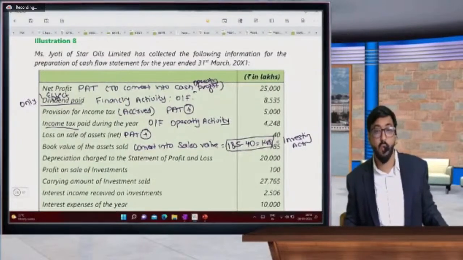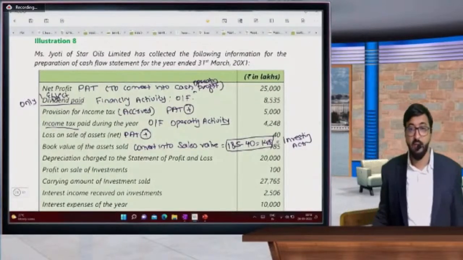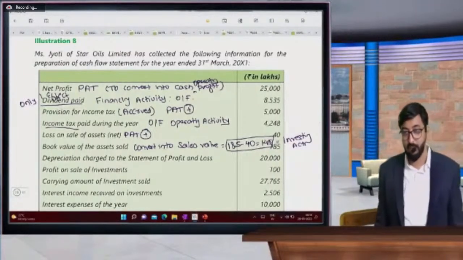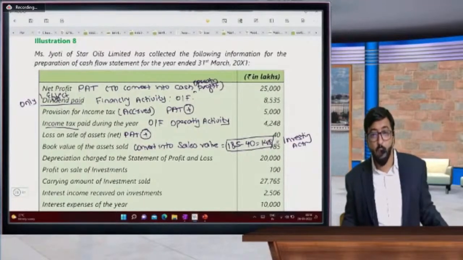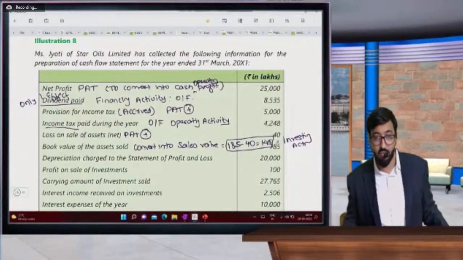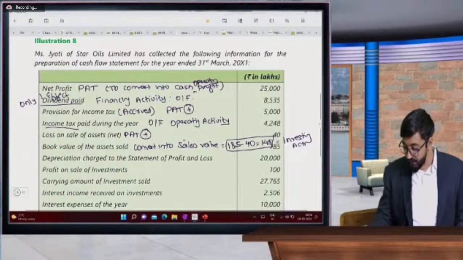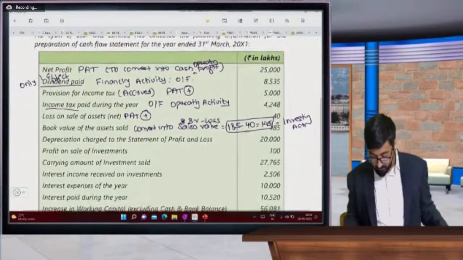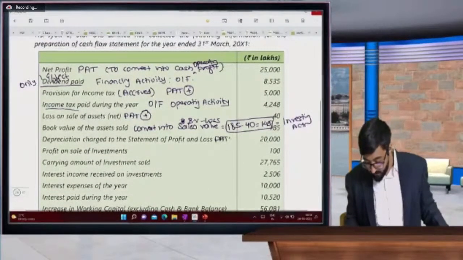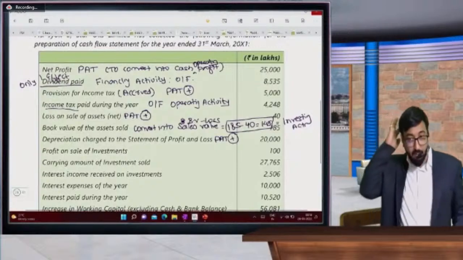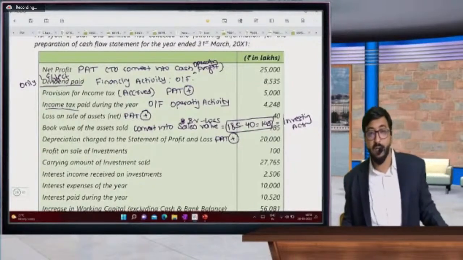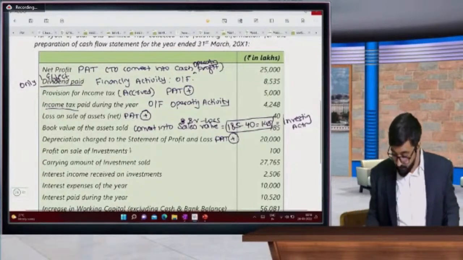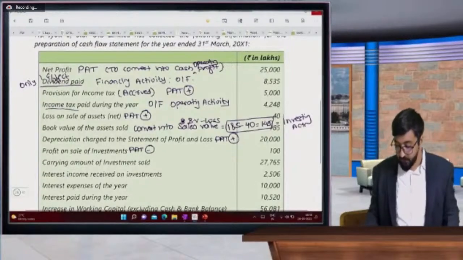So loss will be deducted from the book value to get sales value, and loss will be added in PAT. So how did we get sales value? Sales value is equal to book value minus loss. Depreciation, add back to PAT. Profit on sale of investment, less from PAT.